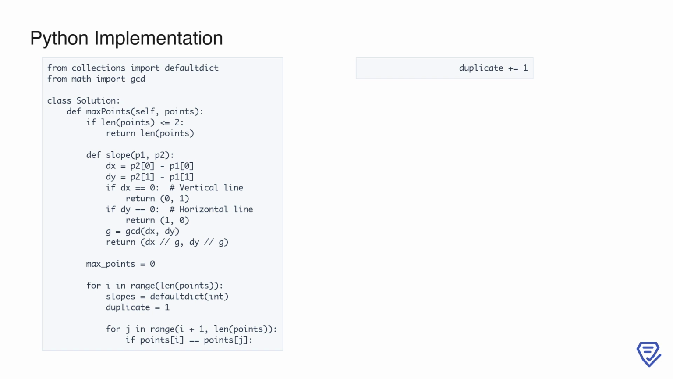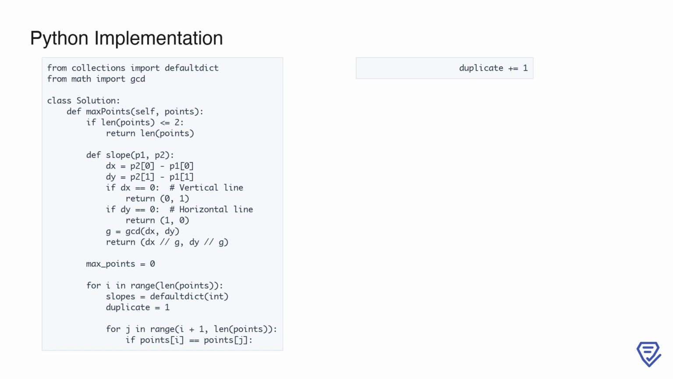Next, we define a helper function called slope that calculates the slope between 2 points, p1 and p2. The difference in x coordinates is stored as dx, and the difference in y coordinates as dy. If dx is 0, it represents a vertical line where the slope is treated as (0, 1). Similarly, if dy is 0, it represents a horizontal line with a slope of (1, 0). For all other cases, we compute the greatest common divisor of dx and dy using gcd and reduce the slope to its simplest form by dividing both values by the gcd.